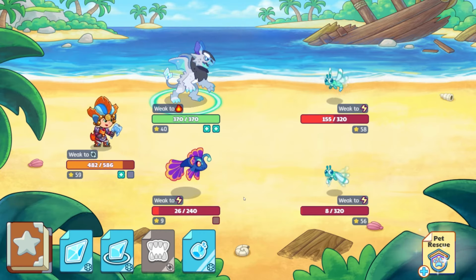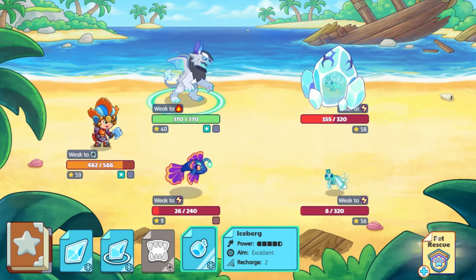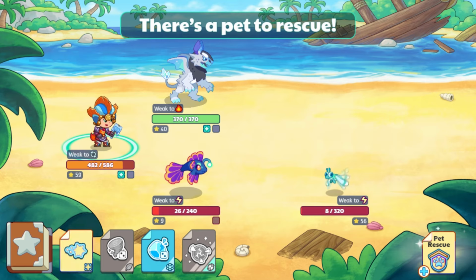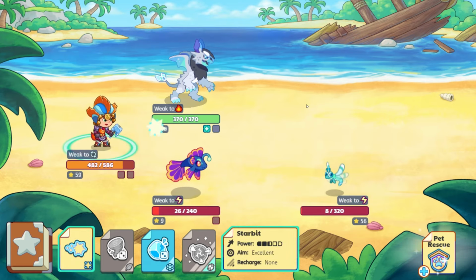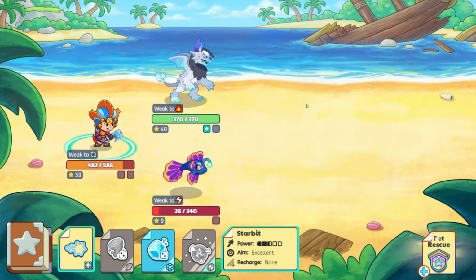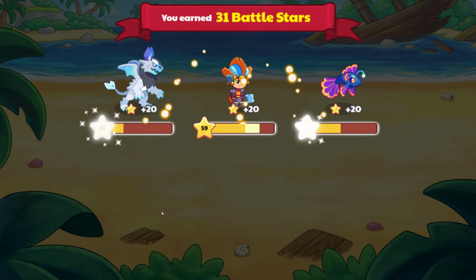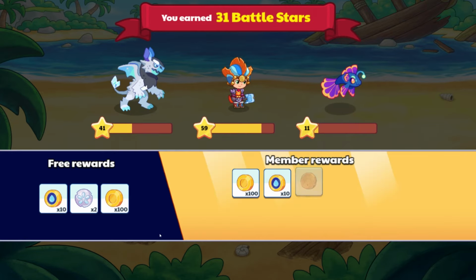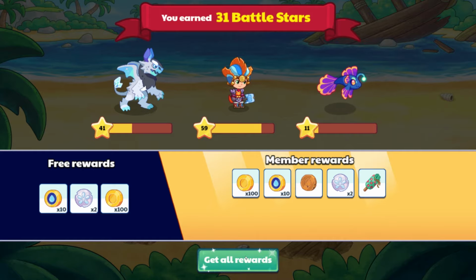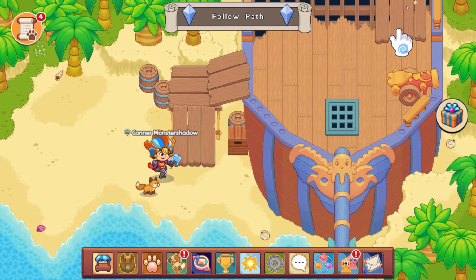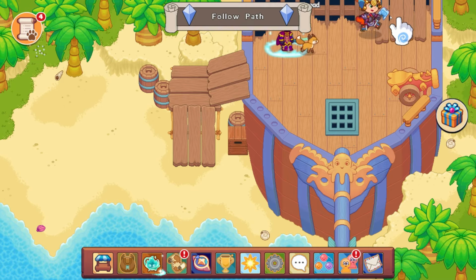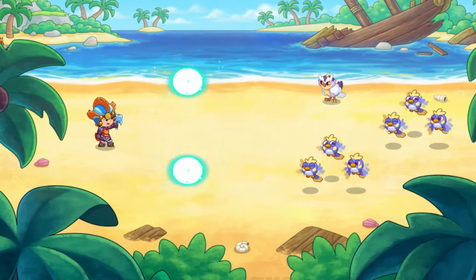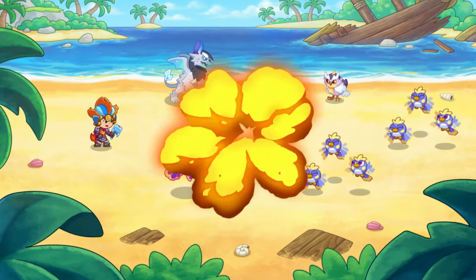And Iceberg will finish you off. There we go. And then Starbit will finish you off. Awesome. And there we go. All right, let's get all of the rewards. And we'll make our way up. All right, we have a Growl right here. It's like a bird convention, isn't it?